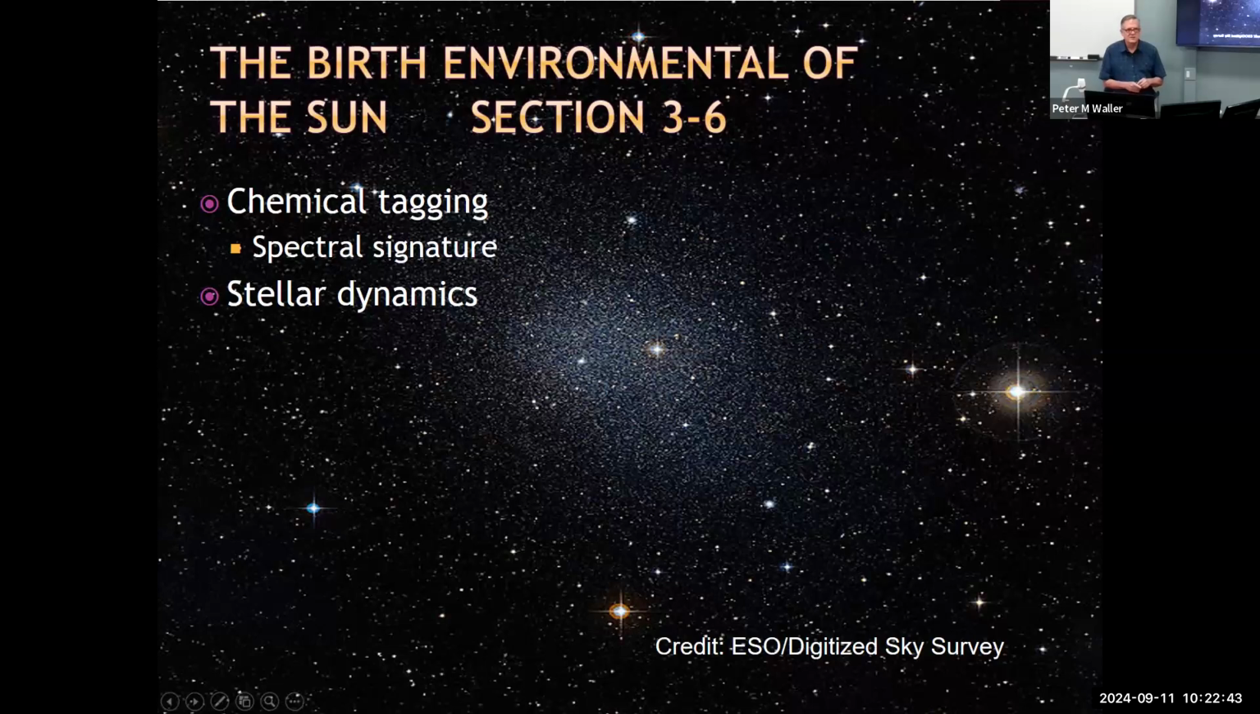Okay, let's move on to the birth environment of the sun, which is in section 3-6, lots more information there. But scientists know that the sun was born in a large cluster of stars due to the evidence of heavy elements in the solar system, which came from nearby red supergiants and supernova. And so scientists are very interested in where the sun originated.